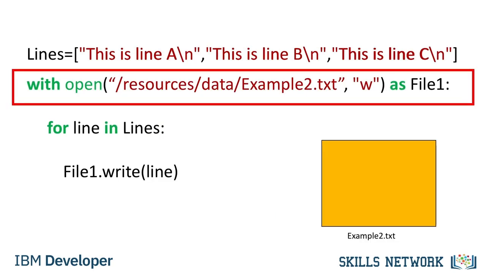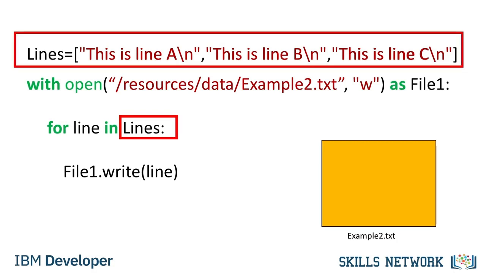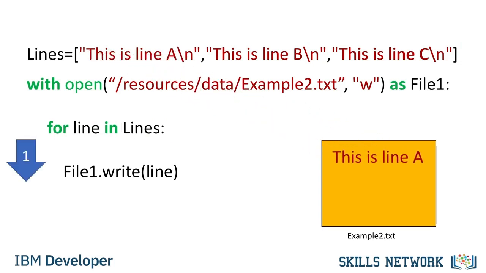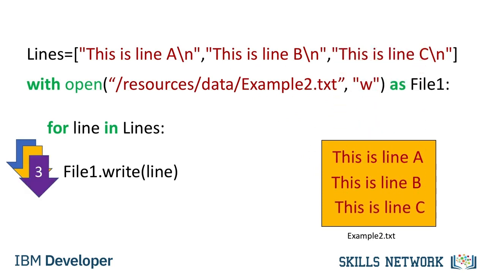As before, we use a with command and the open function to create a file. The list lines has 3 elements consisting of text. We use a for loop to read each element of the list lines and pass it to the variable line. The first iteration of the loop writes the first element of the list to the file example2. The second iteration writes the second element of the list, and so on. At the end of the loop, the file will be closed.